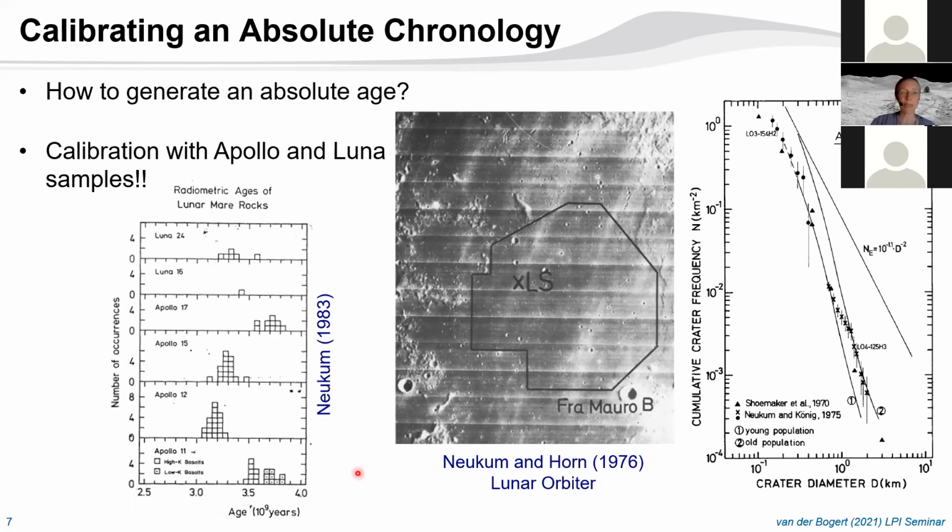And so what this means is that the samples have been analyzed in the lab, and we have radiometric and in some cases exposure ages of the samples that we can say are related to particular geologic units at the landing site. So we can measure the crater size frequency distribution at the landing site and calibrate this with the radiometric age of the rocks collected there.